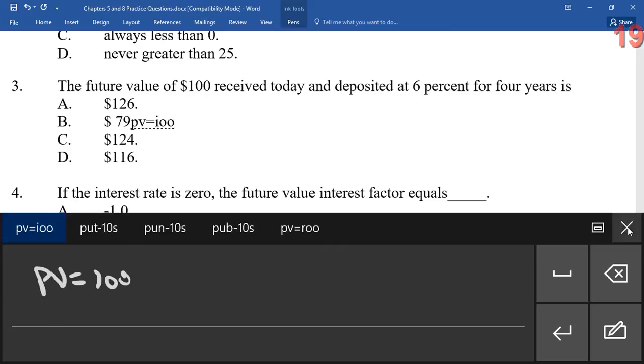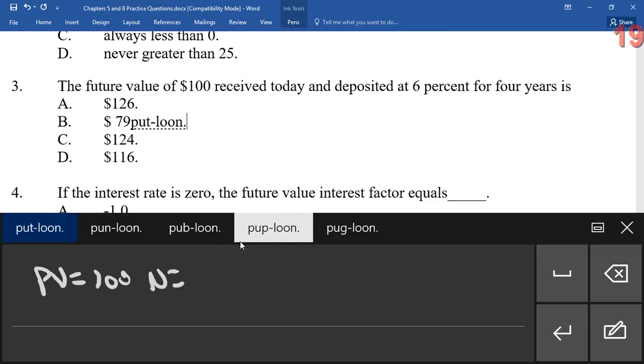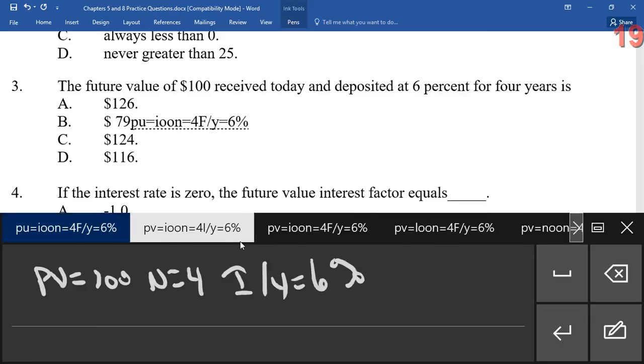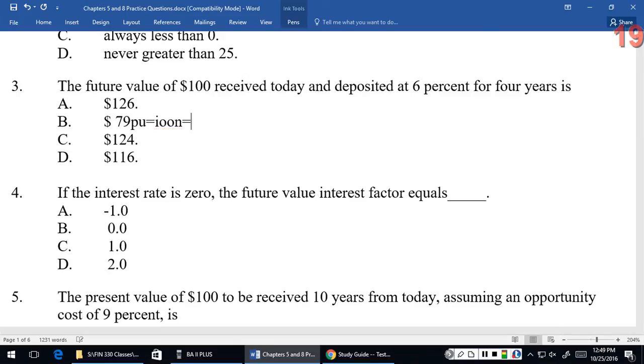N, well, I'll go into this. N equals 4. I/Y equals 6%. I didn't even know it had this capability. Okay. So these would be your inputs. You would solve for the future value, and you should come up with what answer? So you should come up with answer A.